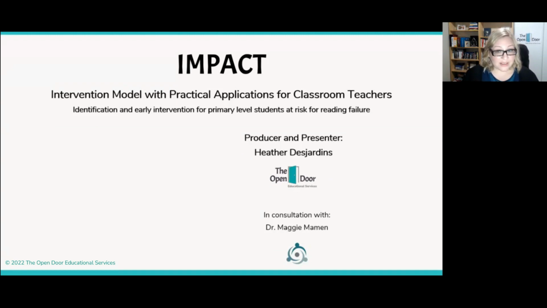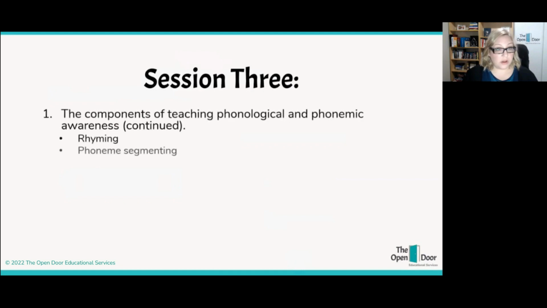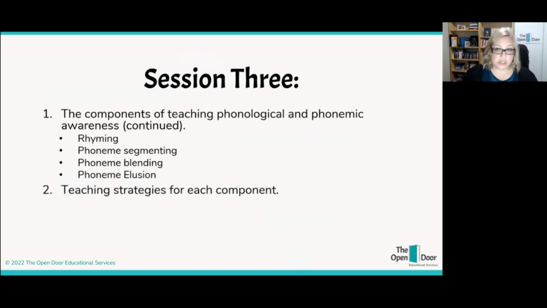And welcome to the final session, session 3. So today in session 3, we're going to talk about the components of teaching phonological and phonemic awareness, continued. We still have to look at rhyming, phoneme segmenting, phoneme blending, and phoneme deletion. We're going to talk about the teaching strategies for each of those remaining components, including the group activities and games, and we're going to end with our conclusion.